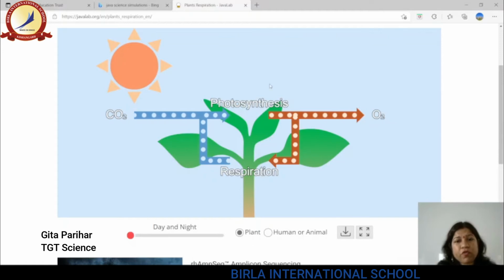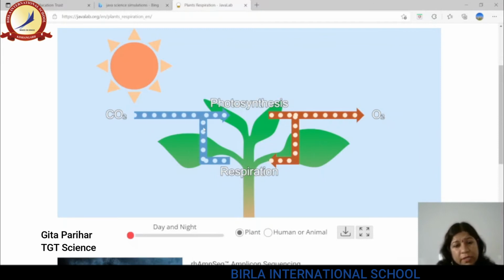Now, during the process of photosynthesis, plants are taking carbon dioxide from the atmosphere and they are releasing oxygen gas. Part of this oxygen gas is again utilized by the plants during the process of respiration, and part of it is released to the atmosphere. During respiration, plants are taking oxygen gas and they are releasing carbon dioxide gas. This carbon dioxide gas is again utilized by the plants during photosynthesis.